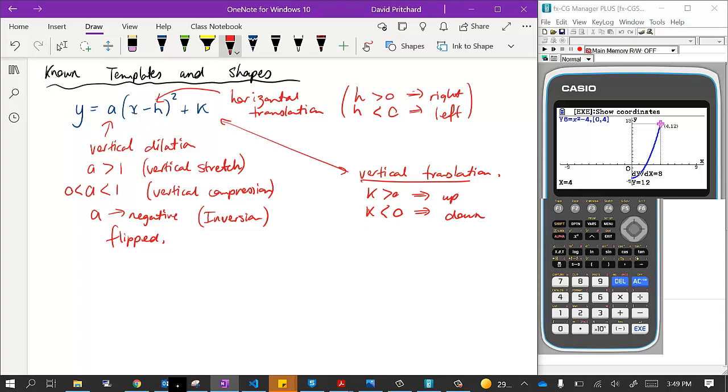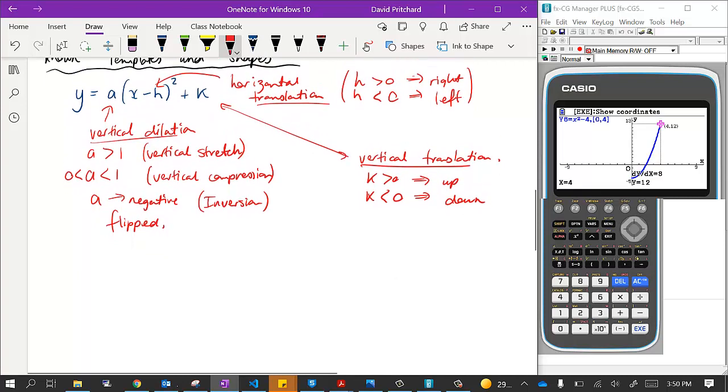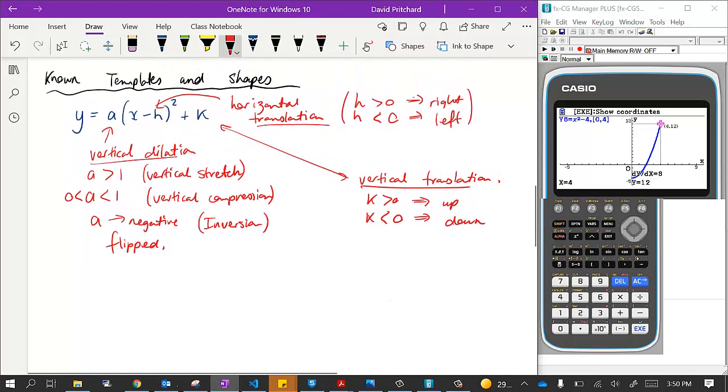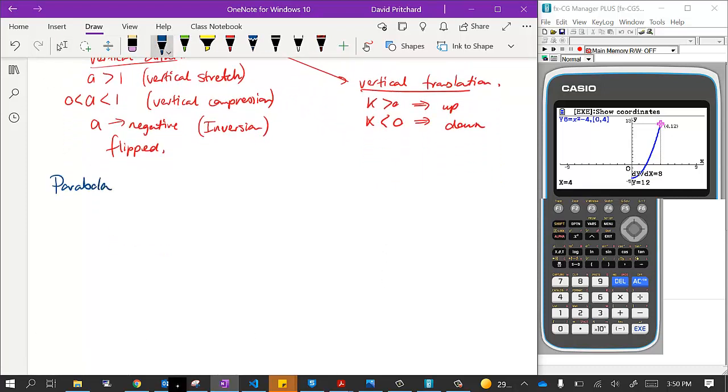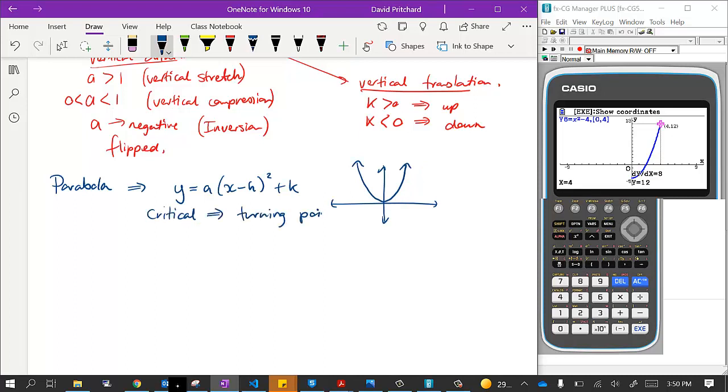Okay, so again, that's really quick, but this is something we've done previously. So it is just a review. All right, so the shapes go with the functions that we know. So the first one is a parabola. The template for a parabola is y = a(x - h)² + k. The general shape is like that, y = x², and its critical point is the turning point, which is (h, k).